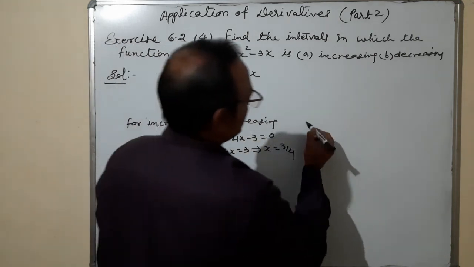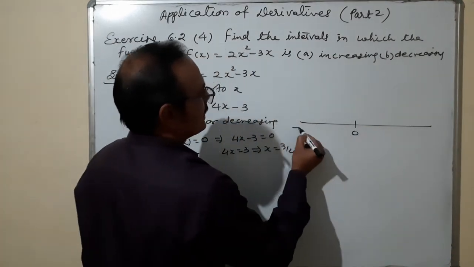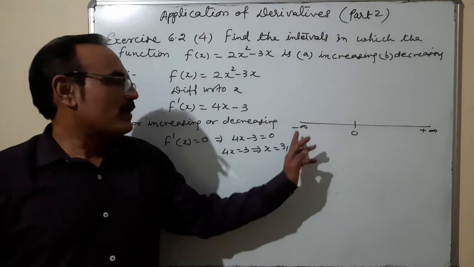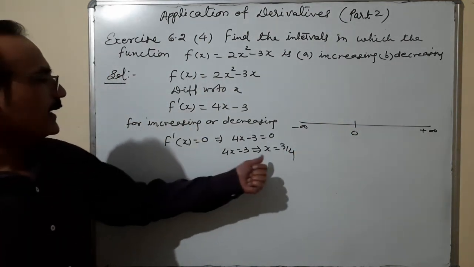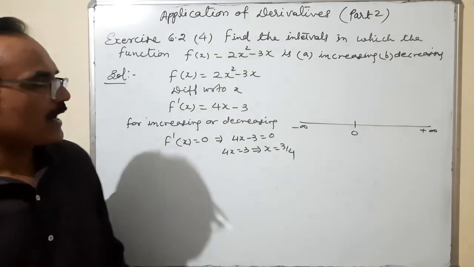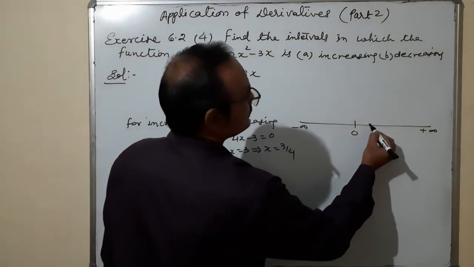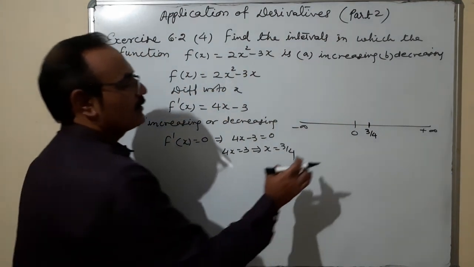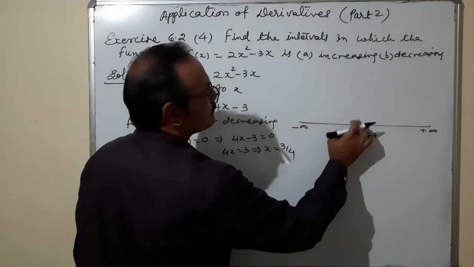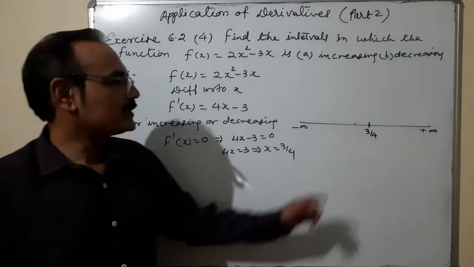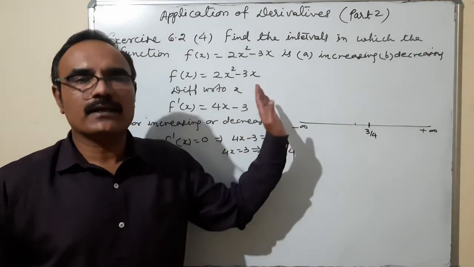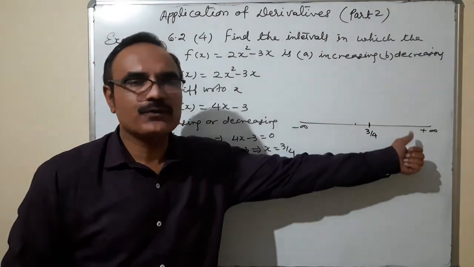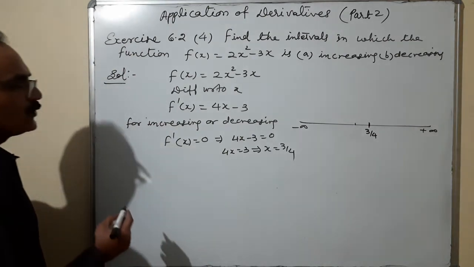Okay, I'll make a number line, from minus infinite to plus infinite. The critical point we have got is x equal to 3 upon 4. Why am I calling it a critical point? Because through this point the values will change. This critical point 3 upon 4 divides the whole number line into two intervals: one is minus infinite to 3 by 4 and second is 3 by 4 to infinite.